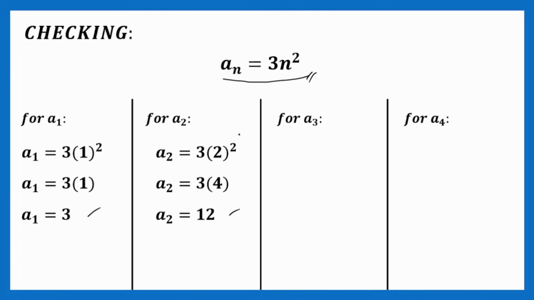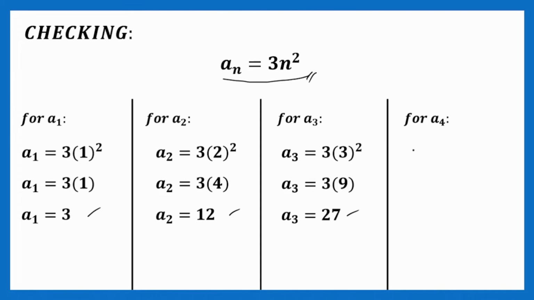Tandaan nyo yung PEMDAS, mauuna dapat lagi yung may exponent. Next. Baka kasi ang gawin natin, 3 times 2, 6. 6 squared is 36. Ang layo nun. So, first, ito muna. Itong may squared na yan. Kapag a sub 3, make sure lahat ng n magiging 3. Alright? 3 times 3 is 9. 3 times 9 is 27.